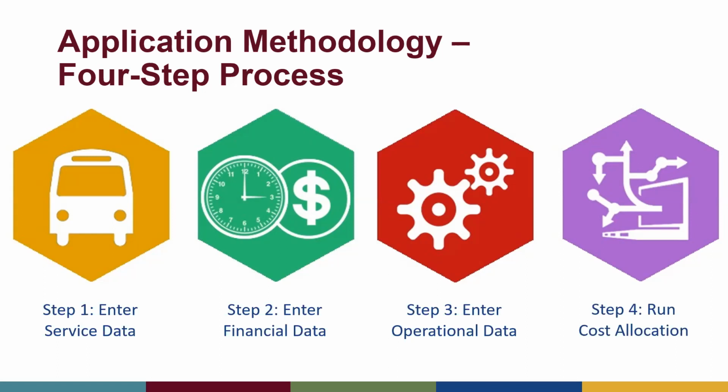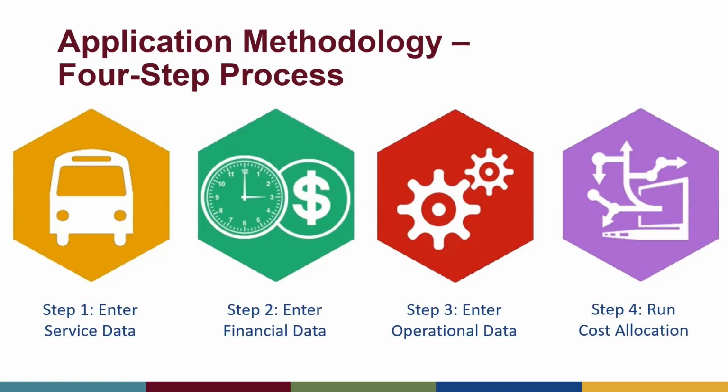Then in step 3, you enter your operational data. So this is your miles, your hours, and your trips. The calculator uses total vehicle hours and total vehicle miles to do the 2 variable methodology, but you can also enter your revenue hours and miles, and that can help with performance metrics that the calculator computes automatically.